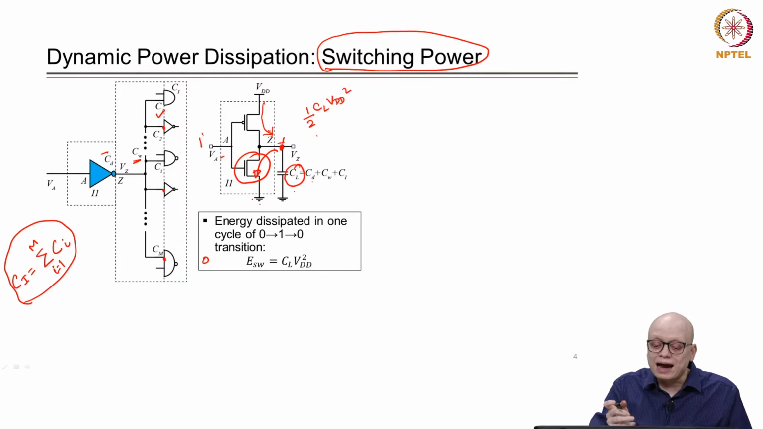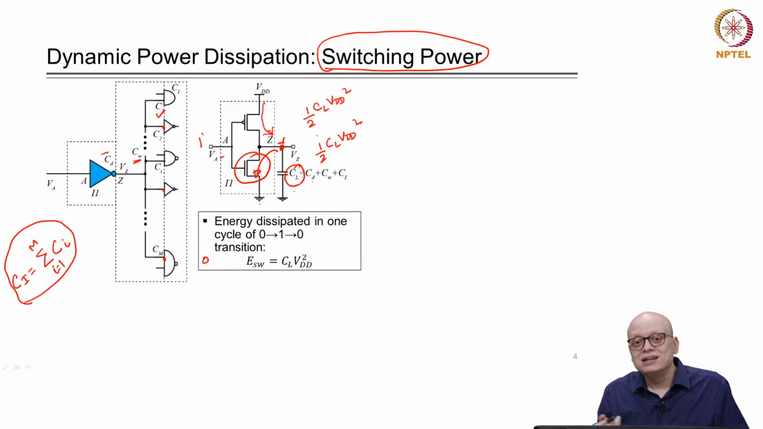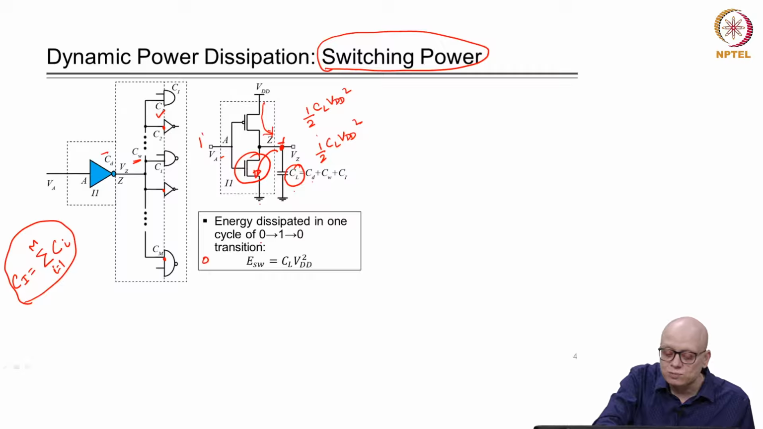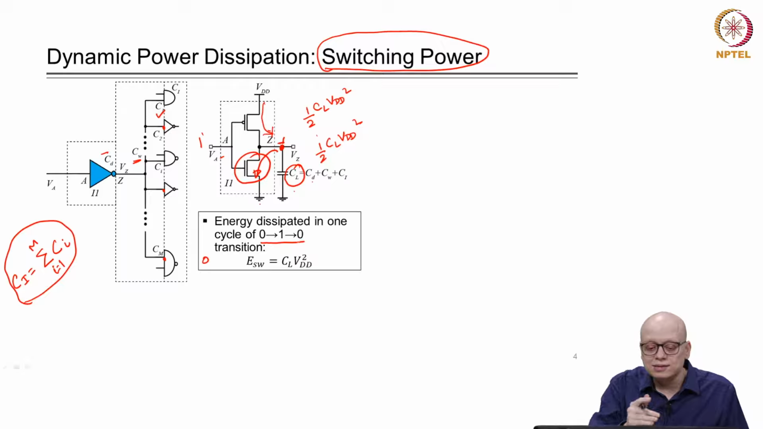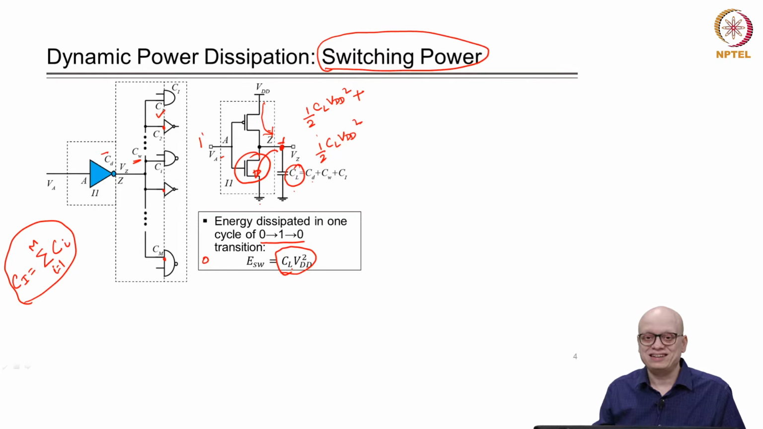So, whenever, in the second half of the cycle, the half CL VDD square which was stored in the capacitor will get discharged. So, whenever a transition happens from 0 to 1 to 0, one complete cycle, for this inverter, a total of half CL VDD square plus half CL VDD square, that is CL VDD square, that much energy gets dissipated, right.